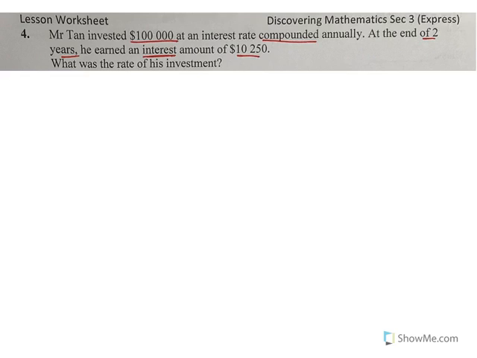Let's take a look at this question. Here it states that Mr. Tan has invested $100,000. Investment means this is your principal, right? At an interest rate compounded annually. So you're going to be compounding or charging every year.